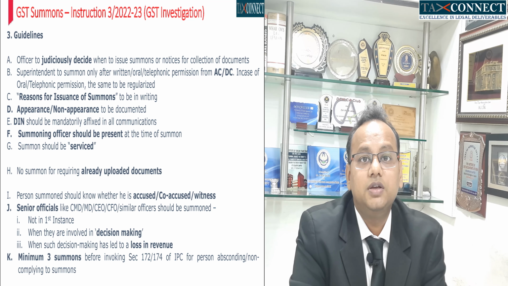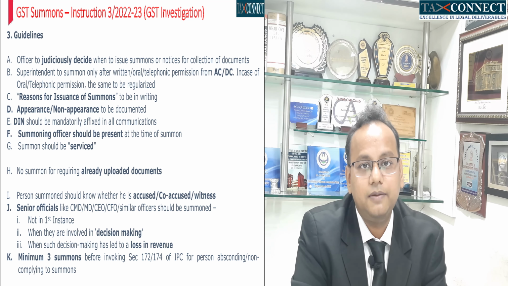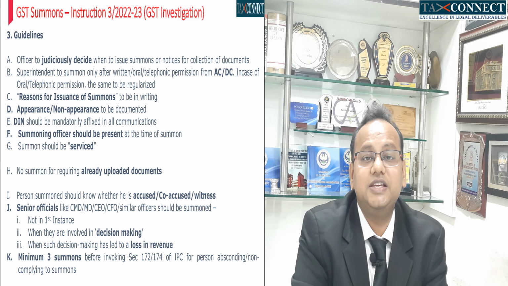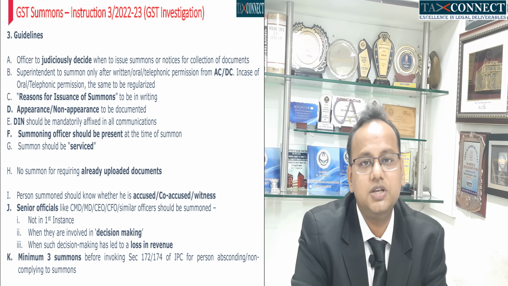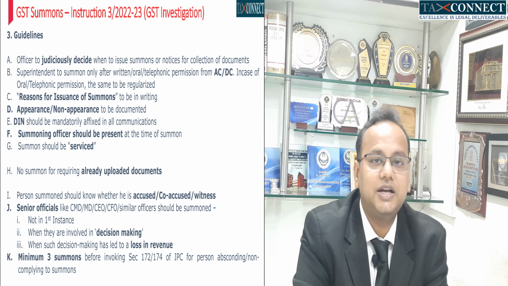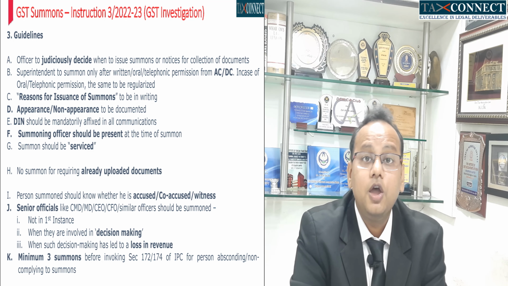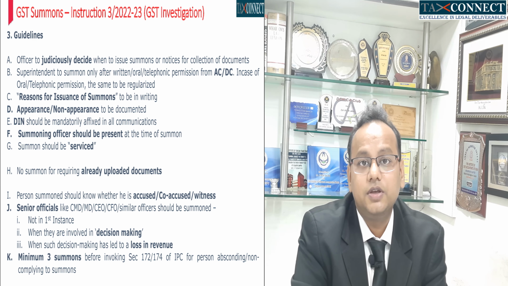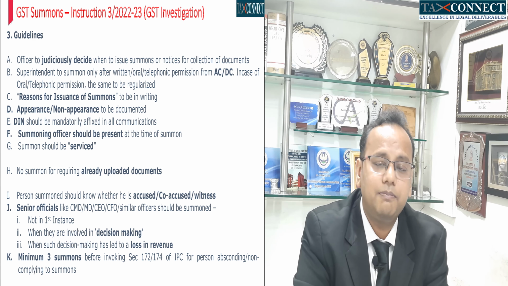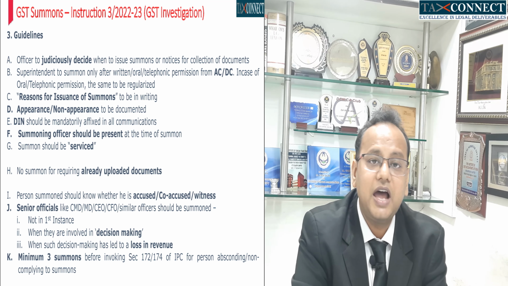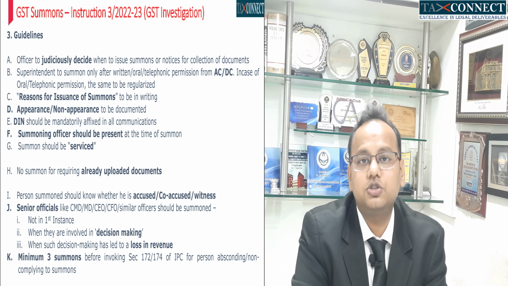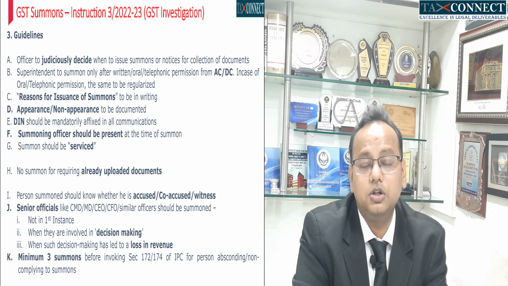So now not only superintendents who are summoning, but even the AC and DC who are giving the permission for summons, they have to be judicious enough to invoke summons under section 70. All the summons letters should be affixed with a document identification number as required by CBIC circular in 2019 and now mandated by the Honorable Apex Court in the case of Pradeep Goel, also on the state officials.